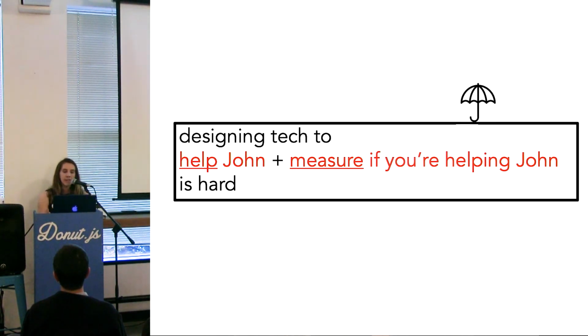So the big takeaway is that designing tech to help John and John's umbrella and John's situation, and measuring if you're helping John, is hard. It's really hard to do those two things at the same time. And healthcare systems and social service systems are trying to do this all over the world every day. Even if it's not a research project like ours was, these systems are still interested in if interventions are working, if people's health is improving, if they're getting what they want. And it's really difficult to find that balance.